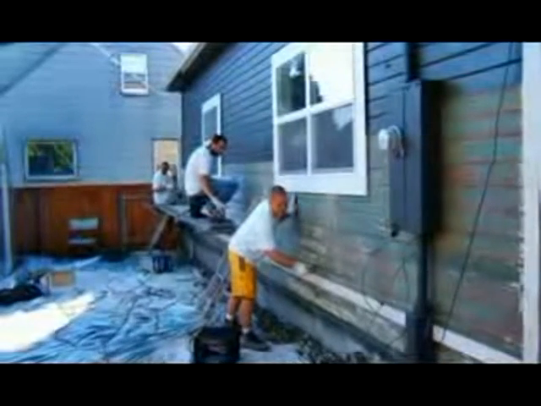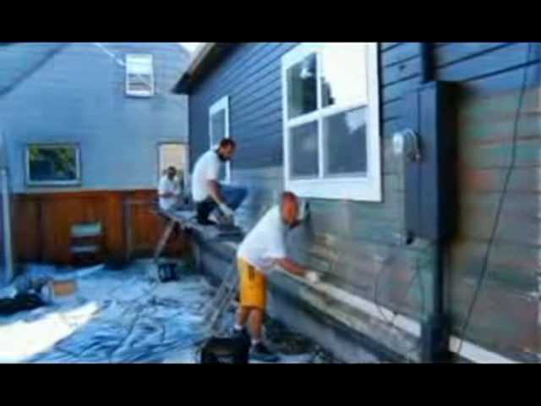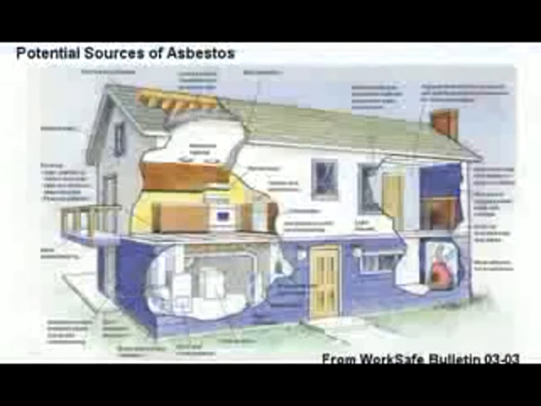Between 1996 and 2005, more than 380 workers in BC died from an asbestos-related disease. Most of these workers were in the construction industry. Any house constructed before 1980 will probably contain some asbestos products.